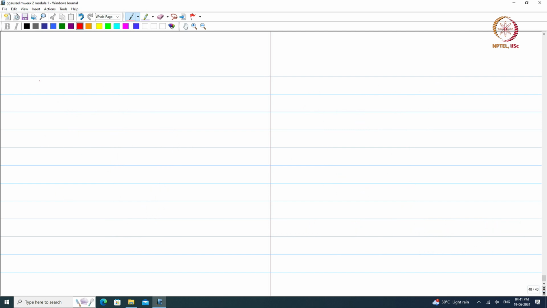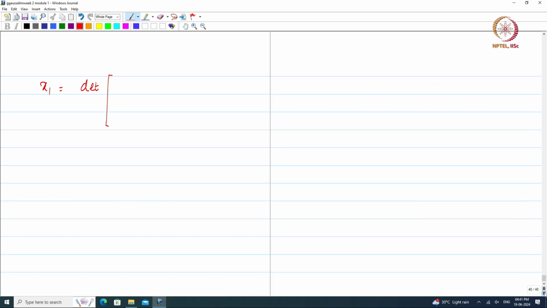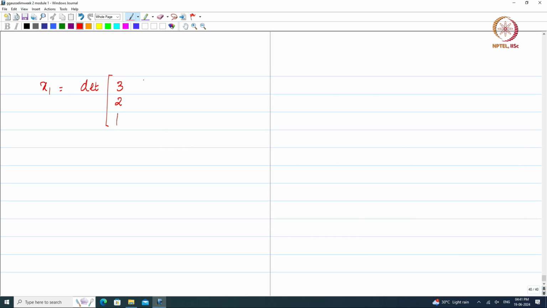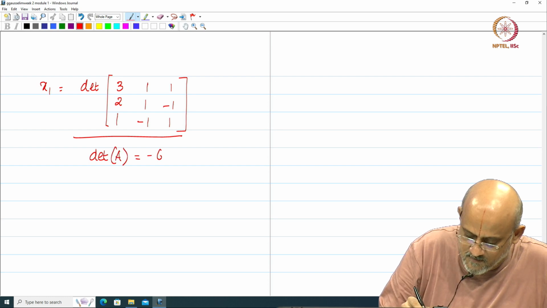Now, let us look at x1. What is x1? x1 is basically the determinant of this matrix, where I replace the first column with 3 2 1, and the second and third columns are all retained as they are: 1 1, minus 1 1, minus 1 1. So, you have 1 1, minus 1 1, minus 1 1, divided by the determinant of A, which is minus 6.